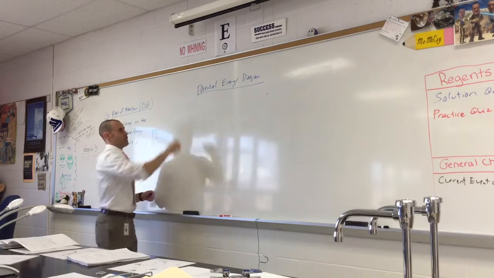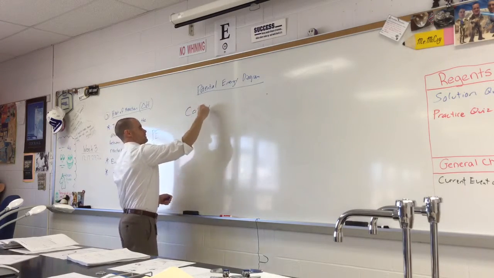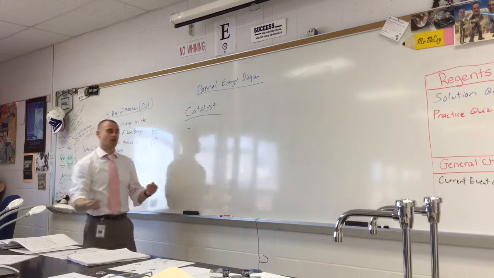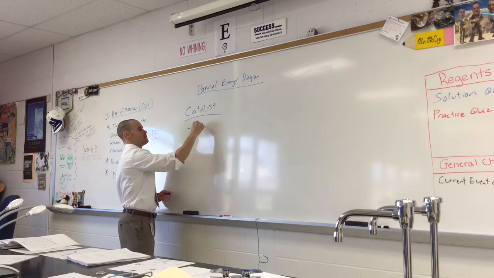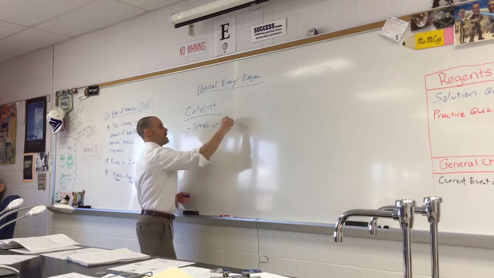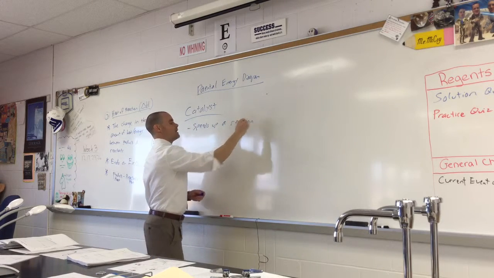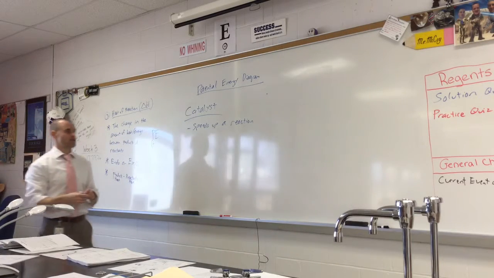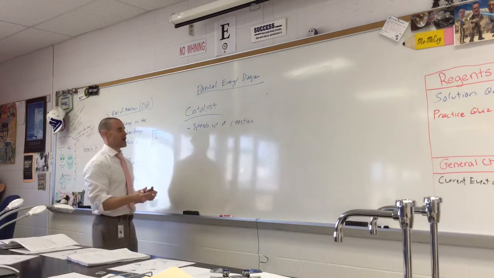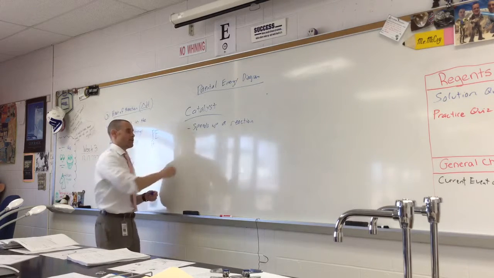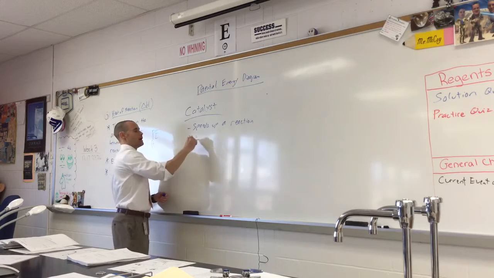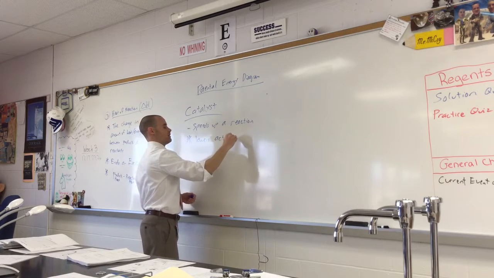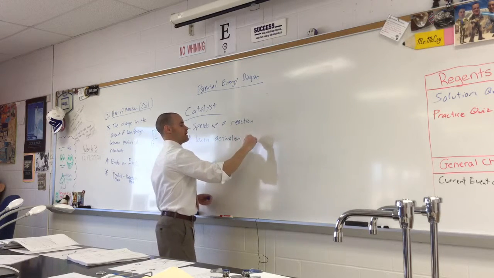Underneath all of this in your notes, let's write catalysts. What is a catalyst? What does a catalyst do? A catalyst speeds up a reaction. What does that mean? It increases the reaction rate. The rate means the speed. It increases the reaction rate. Speeds up a reaction. How does it do it? This is the most important part. It lowers activation energy. It lowers activation energy.